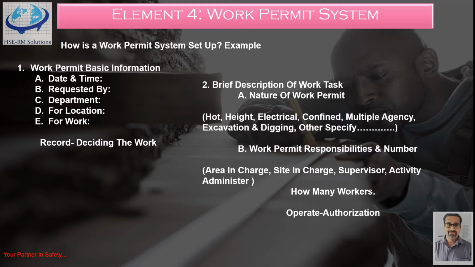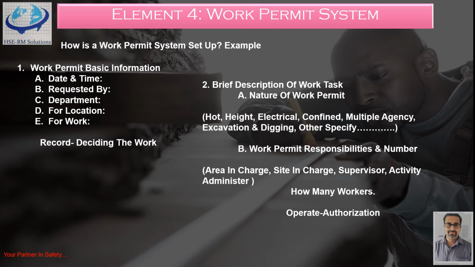The receiver is the activity administrator who is going to administer that activity. He is the receiver. And who is the giver? The area, the site in charge, the supervisor. So this is from the company side, that is from the contractual side. So you can have 2 columns, company side and contractual side. So the receiver and the giver. So giver and receiver, both columns should be there, and there the authoritative signatures should be highlighted.